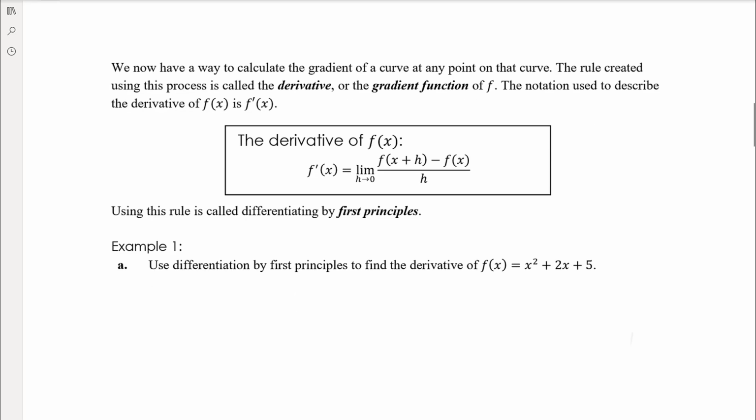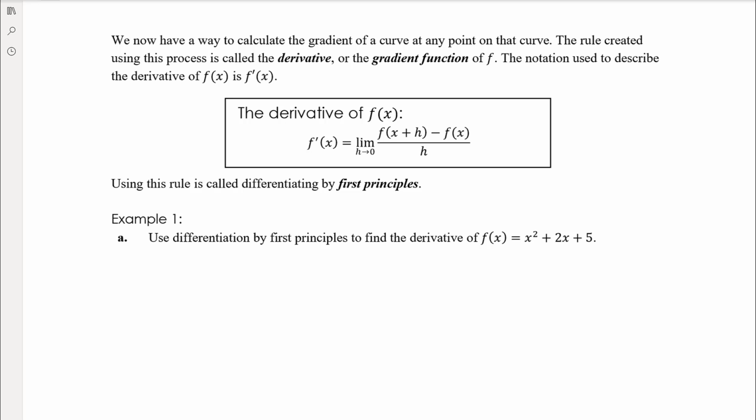Okay, so in this example we're going to use differentiation by first principles to find the derivative of f of x, where f of x is x squared plus 2x plus 5. Now, many of you might recall your rules for differentiating from last year, and you might already be shouting at me, oh, it's just going to be 2x plus 2. And yes, it is going to be 2x plus 2, but let's make sure that we can get to that point by using this process of differentiating from first principles.